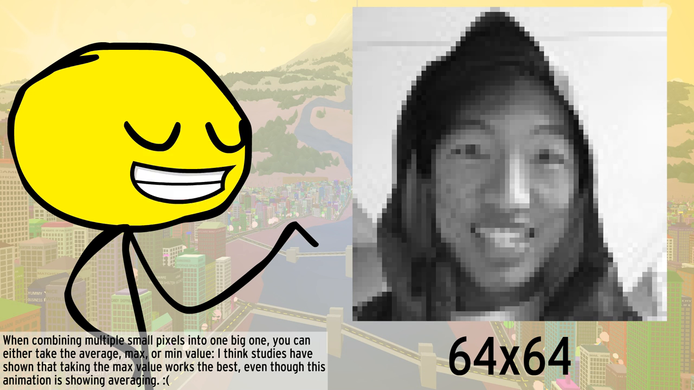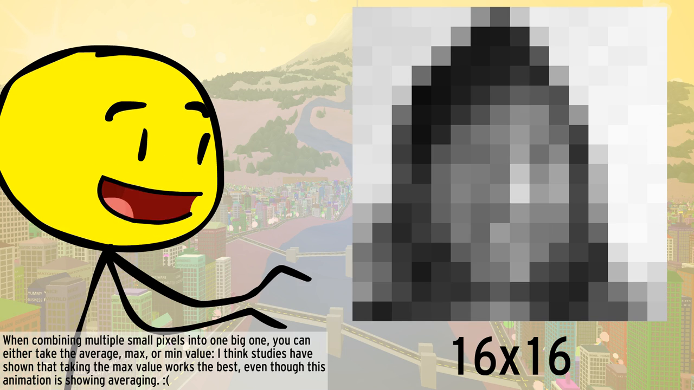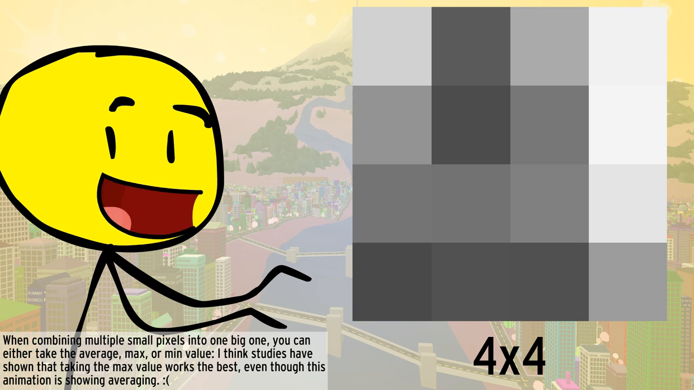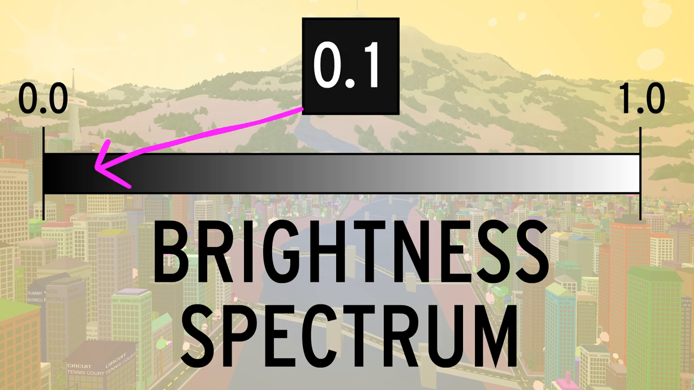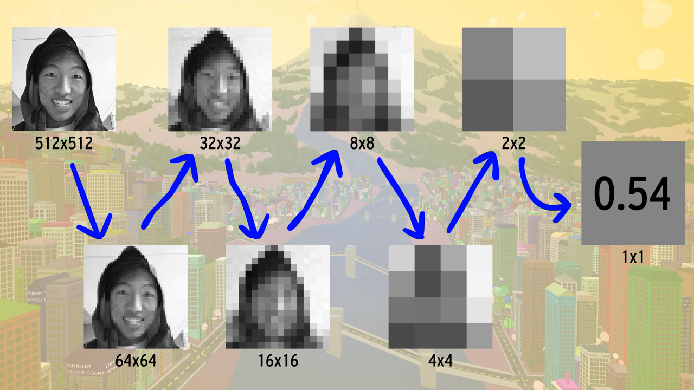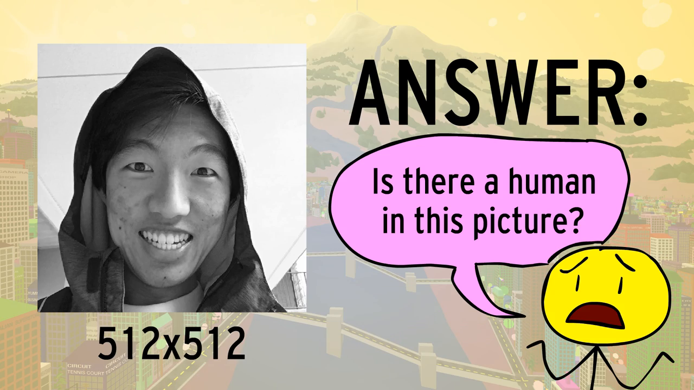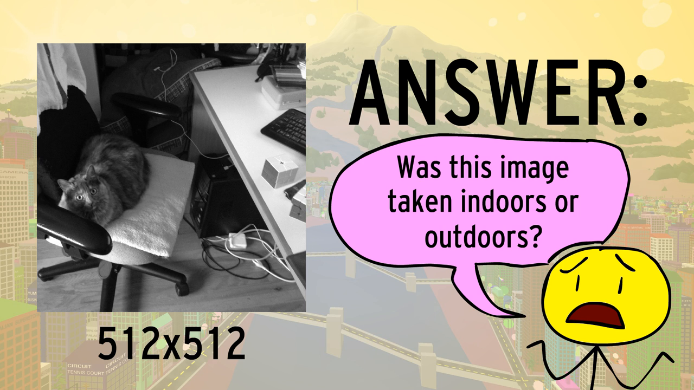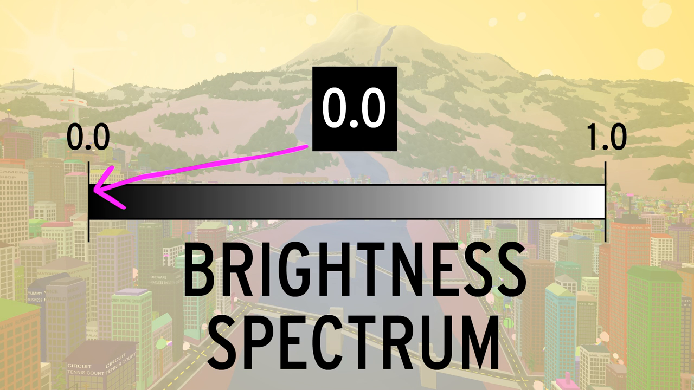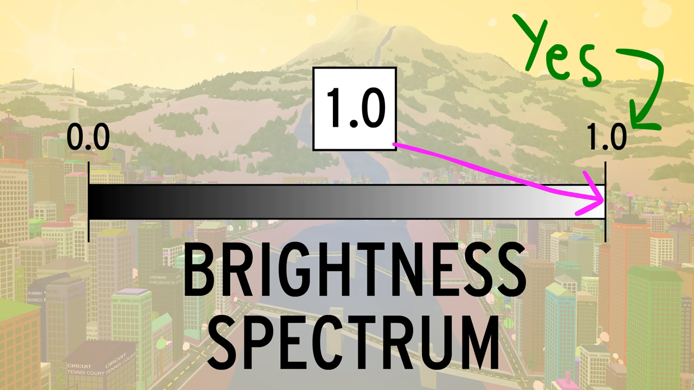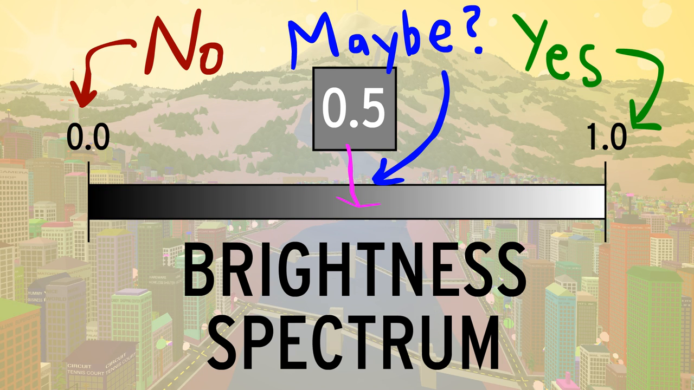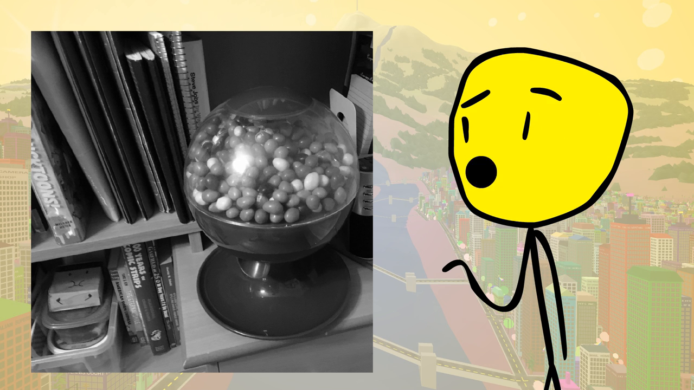If you downscale enough, you can slowly convert your image of thousands of pixels into an image of just one pixel, which can either be light or dark, or anywhere in between. Essentially, this can be used as a marker to look at a whole image, not just one location, and answer, is there a human in this picture? Or, was this image taken indoors or outdoors? If the final pixel's brightness is 1, that means yes, but if it's 0, that means no, and anything in between means maybe.